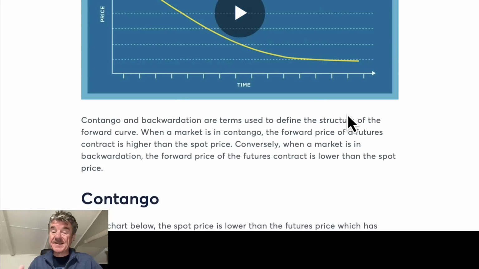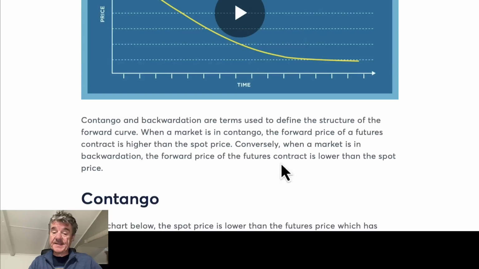When a market's in contango, the forward price of a futures contract is higher than the spot price. So this would refer to the current spot price, for those of you who are trading spot prices, or something like contract for difference, compared to the August futures contract price, September, October, November, and going forward into the months and years that lie ahead.